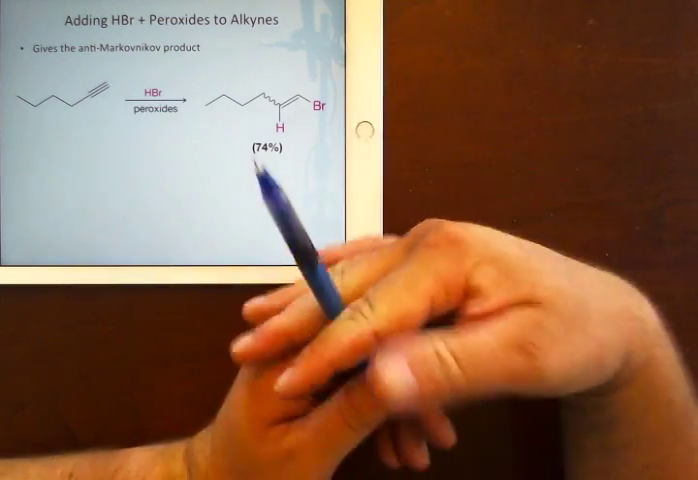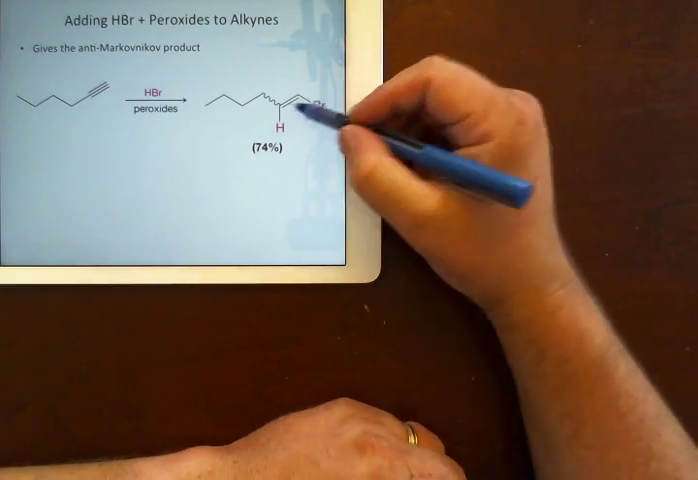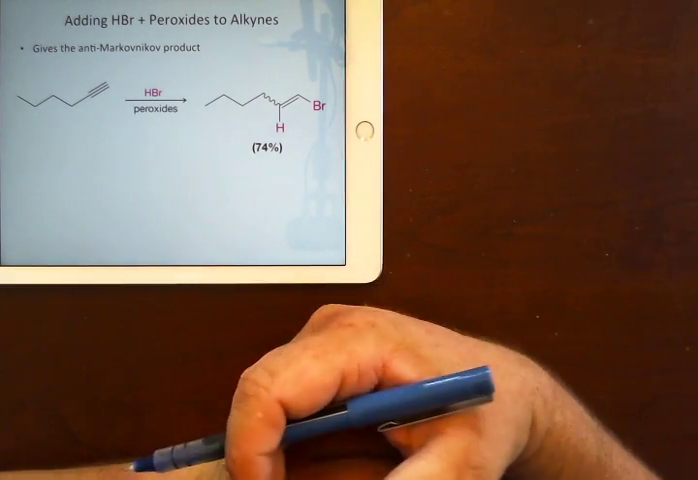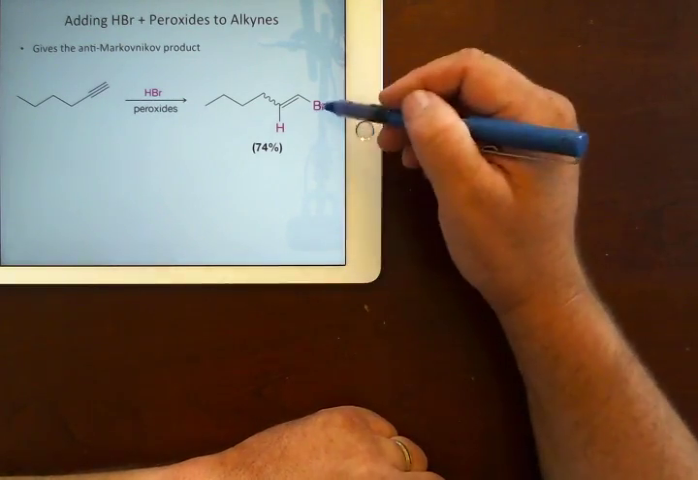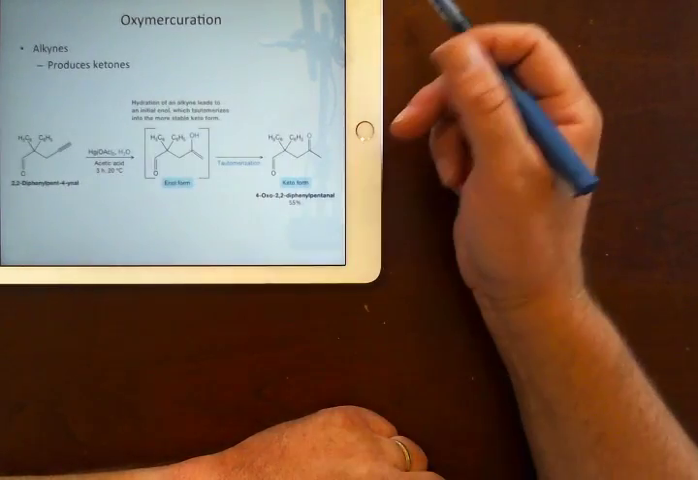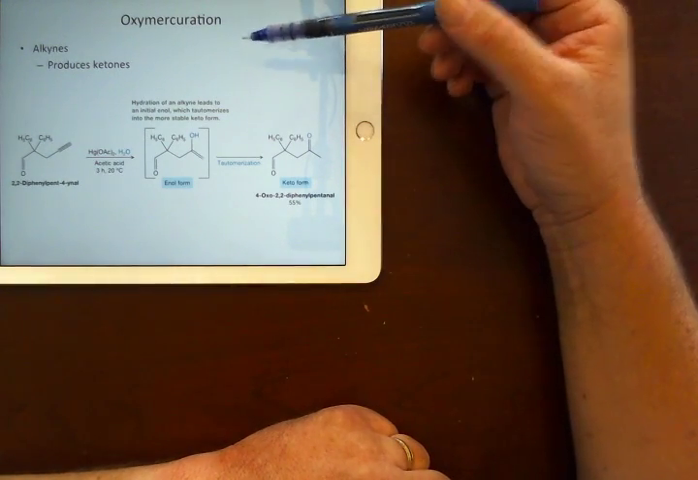Okay, so again, if you add HBr with peroxide to an alkyne, you're going to get the anti-Markovnikov product. Again, the alkynes in this sense work exactly the same as the alkenes. Okay, so you're going to get the anti-Markovnikov product. The issue comes when you have oxymercuration and hydroboration.